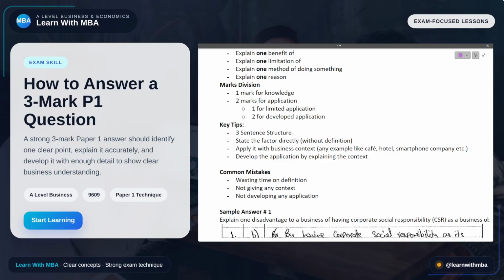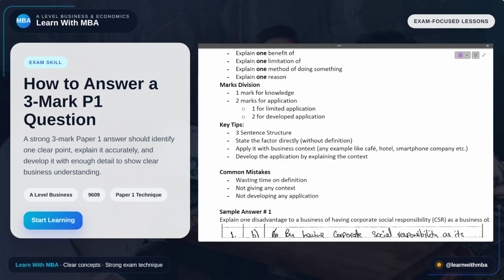So if the question says explain, you start defining, you're basically wasting valuable time in your exams, right? So you don't need to waste that valuable time. You need to utilize it well. The examiner already gave you the term in the question. Your job is not to repeat it. Your job is to explain one point clearly, right?